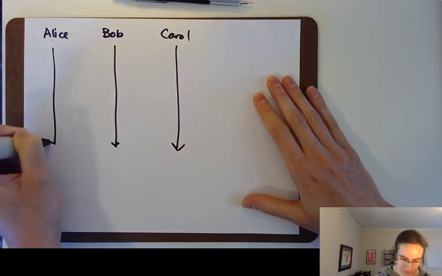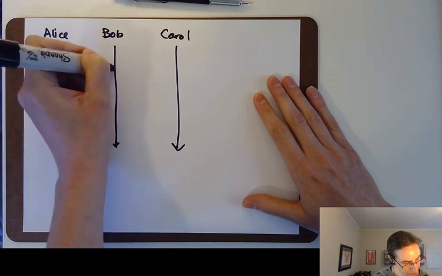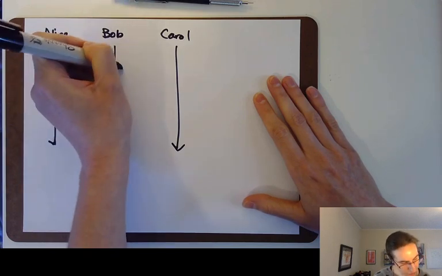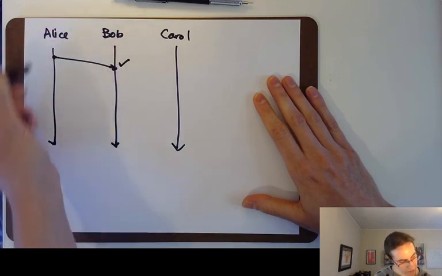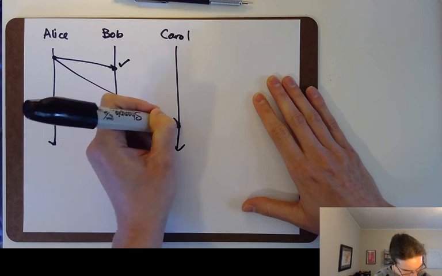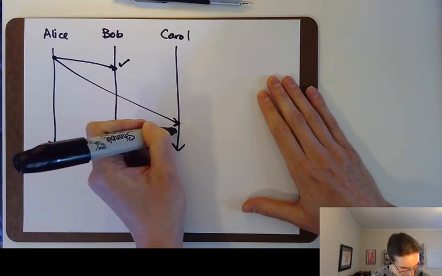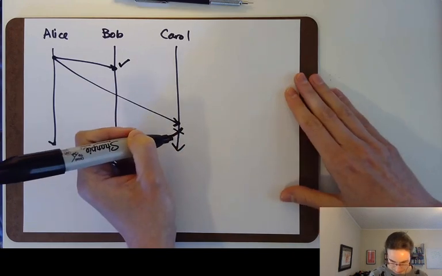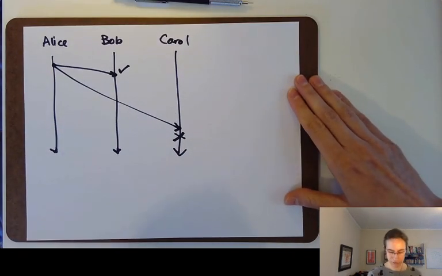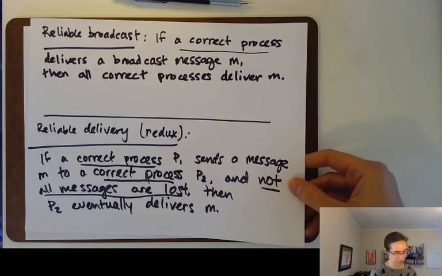Let's say Alice sends a message to Bob and Carol. And Bob successfully delivers the message. But Carol receives the message, let's say, but I won't put the check mark here because let's say that Carol crashes before she can deliver the message. Does this violate the reliable broadcast property that I wrote down?